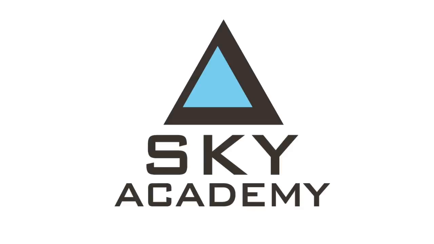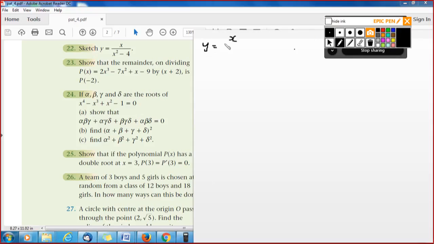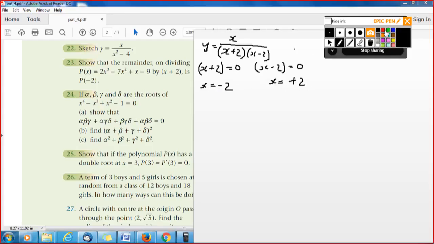Question 22: y is equal to x over (x plus 2)(x minus 2), is that right? So the vertical asymptotes are when the bottom is equal to 0. In other words, x plus 2 cannot equal 0 and x minus 2 cannot equal 0, so x equals minus 2 and x equals plus 2. They both must be, got it?